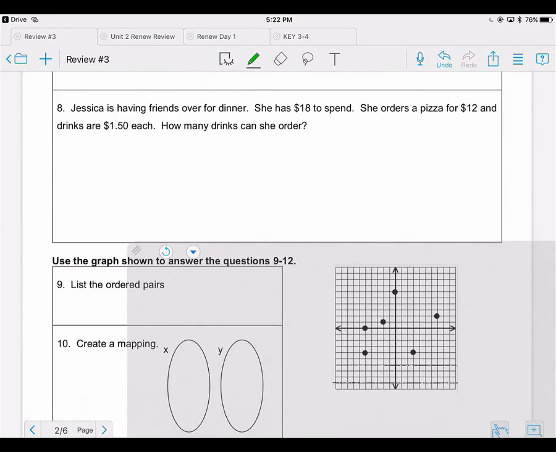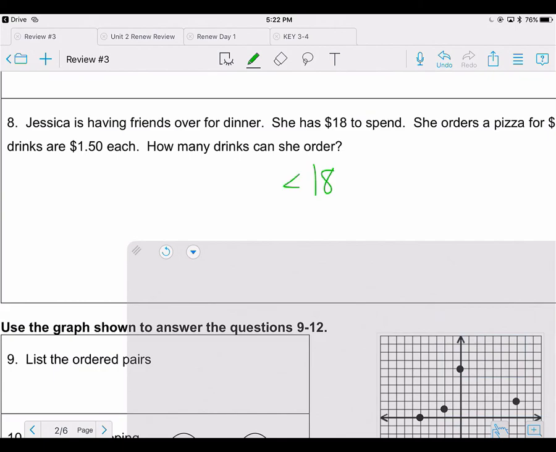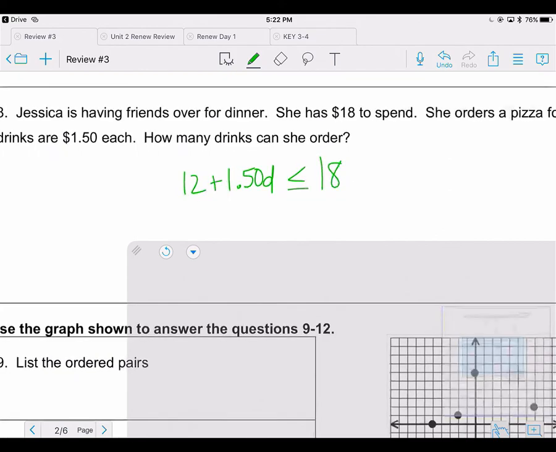On problem 8, Jessica's having friends over for dinner. She has $18 to spend. She orders a pizza for $12 and drinks are $1.50 each. How many drinks can she order? So if she only has $18 to spend, whatever she spends has to be less than or equal to 18. She's planning on spending $12 and then $1.50 per drink. So $1.50 times D.